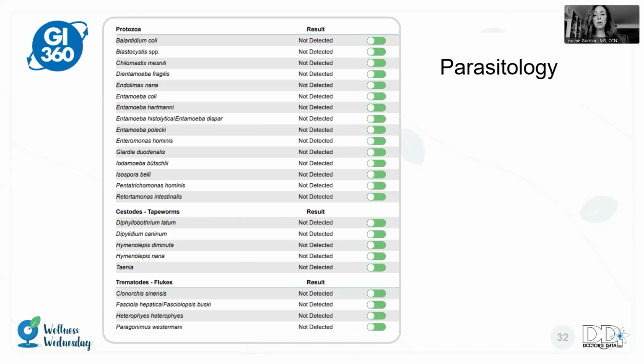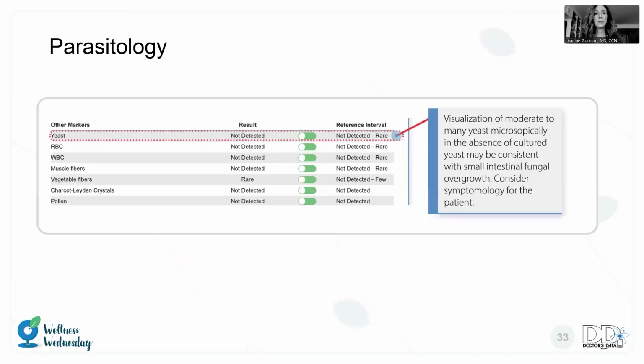This covers O&P, of course, has many different markers, and then it also has other markers. This is a yeast that is not cultured, it's under microscopy, so it is a dead yeast finding. We can talk about that later. Red blood cells, white blood cells, other artifacts that we find in the stool, we report out on.